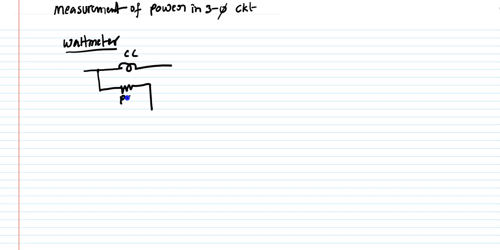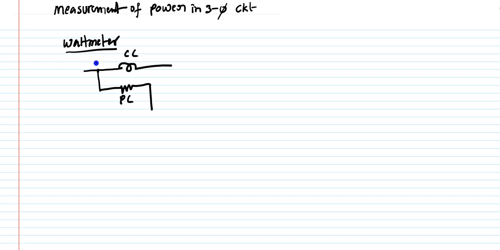We are not going into detail about the construction diagram of the wattmeter, but here we are going to see what the wattmeter is and what basic principles it uses in order to measure the power. The wattmeter has two coils. One is called the current coil, the other is called the pressure coil. This is the very basic electrical symbol for your wattmeter. You have a current coil and a pressure coil.